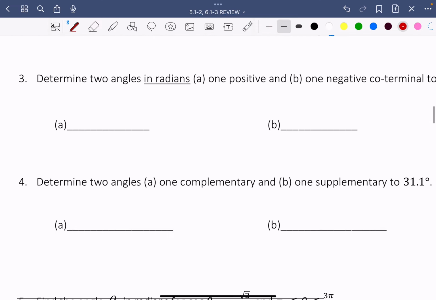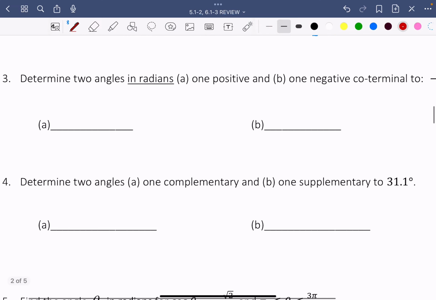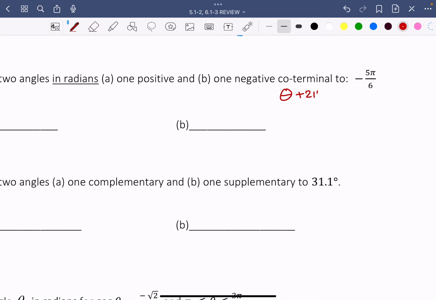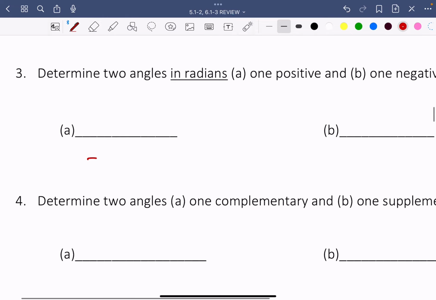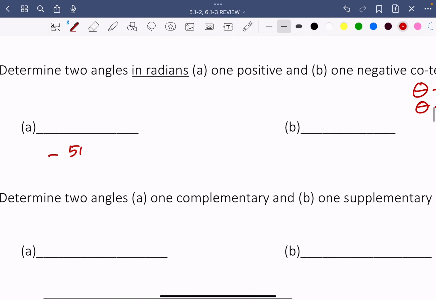All right, 2 angles in radians, one positive, one negative, that are coterminal. So if we're going to do coterminal, I can do theta plus 2 pi, or I can do theta minus 2 pi. So you want to add one wasted revolution. So if I have negative 5 pi over 6 and I add 2 pi, I'm going to hit that 2 pi with a 6 over 6 and get 12 pi over 6.